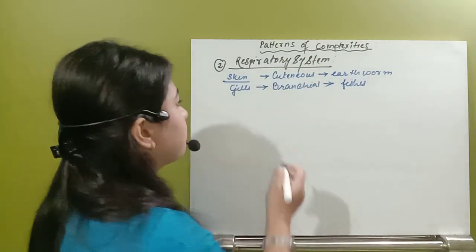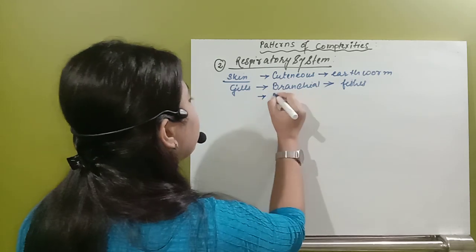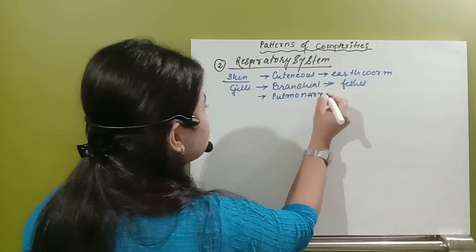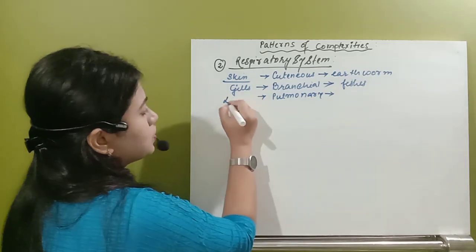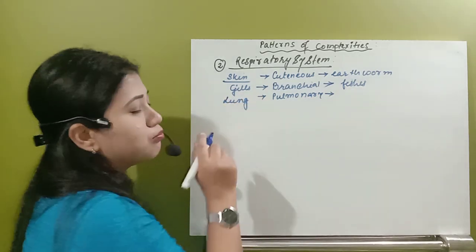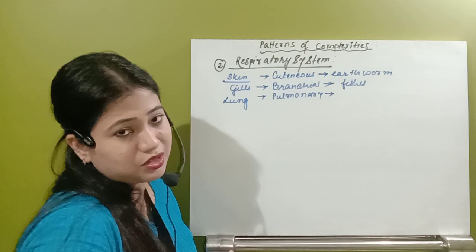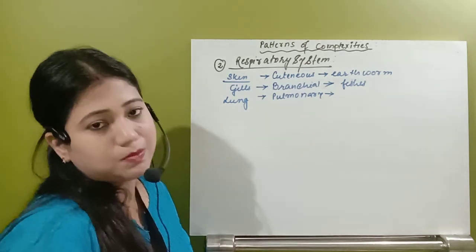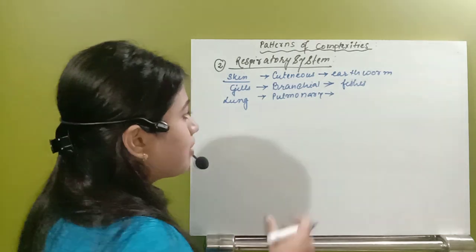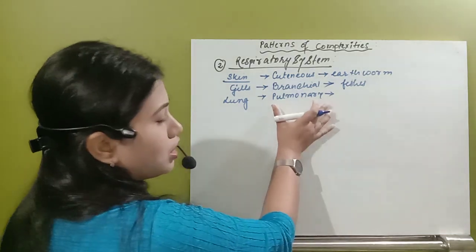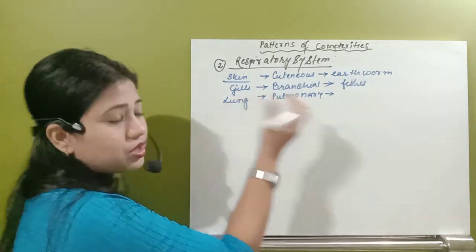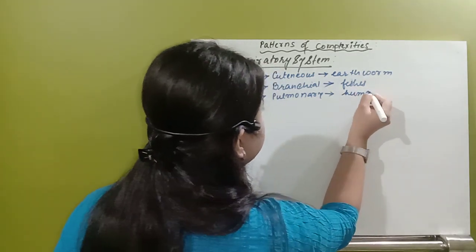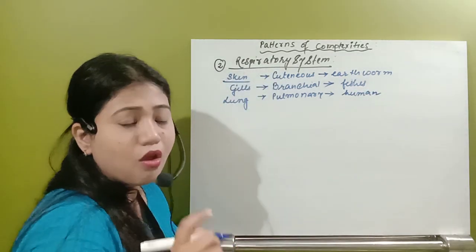Next, the third type of respiration is pulmonary respiration. So what is pulmonary respiration? Those organisms which have lungs, the most complex type of respiratory organ, that is the lung, which is now performing respiration. That type of system is known as pulmonary respiration, where the lung is present. Like you can simply see in the case of humans, we have pulmonary respiration.